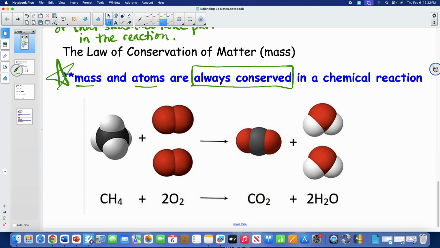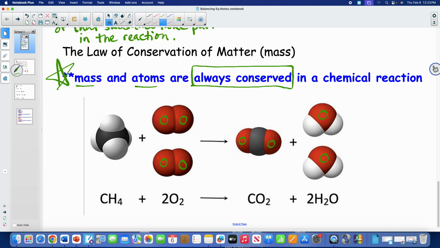Okay, so let's take a look at this particle diagram here. The red ones are our oxygens. So that's 1, 2, 3, 4 atoms of oxygen. That means I should have 4 atoms of oxygen on the other side of the equation too. They're just going to be mixed up into new substances. So I have 2 oxygens here and 2 oxygens here, so I still have my 4 atoms, but they're now mixed in different compounds.